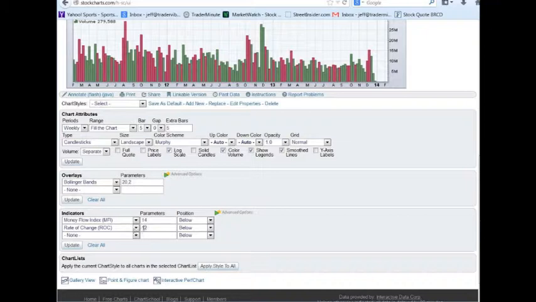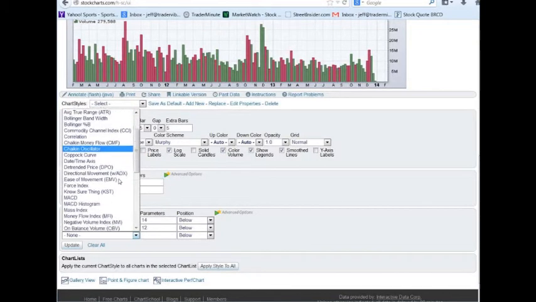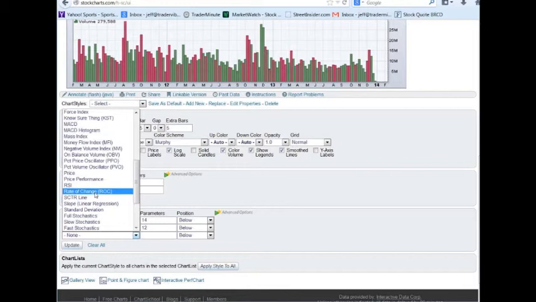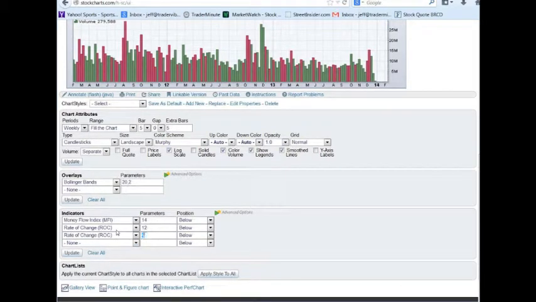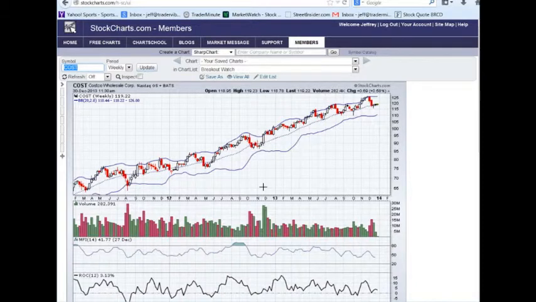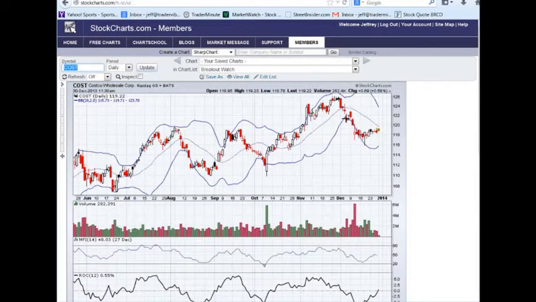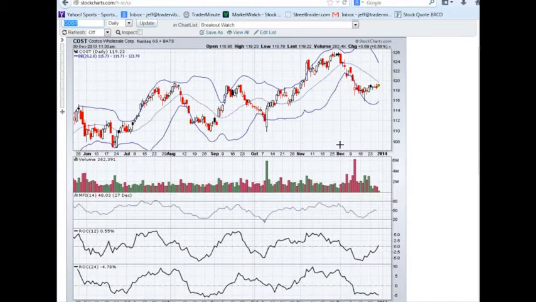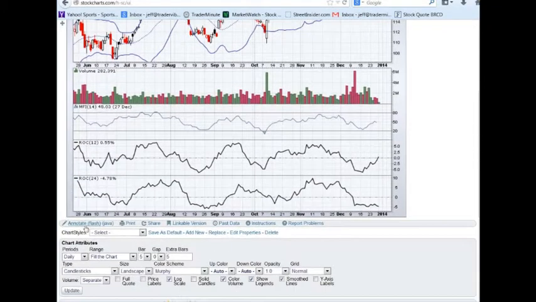Now, the default parameter on the rate of change here is 12. Occasionally, I'll change it to 24. In fact, let me just add a 24 on here, and I'll show you what that looks like. But let's start with the simplest indicator here, and let's take Costco, for example. The MFI, the money flow index.